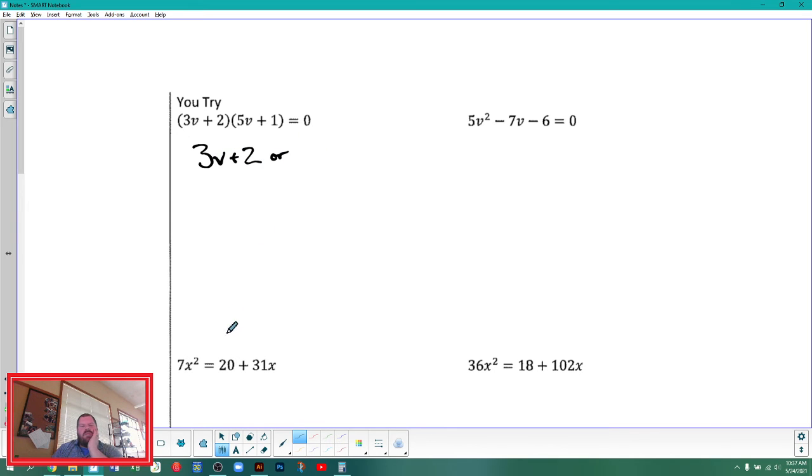3v plus 2 equals 0, or 5v plus 1 equals 0. You should get v equals negative 2/3, or v equals negative 1/5.